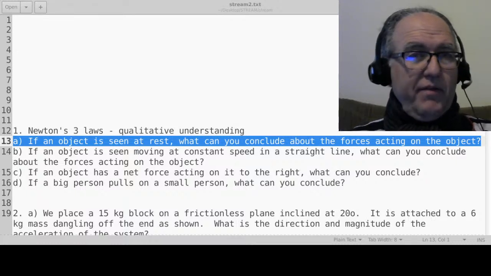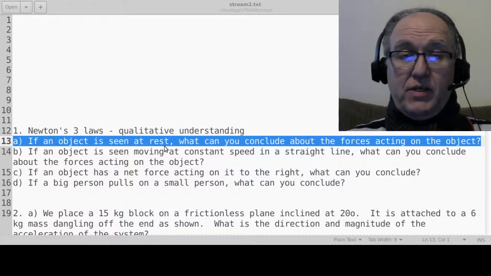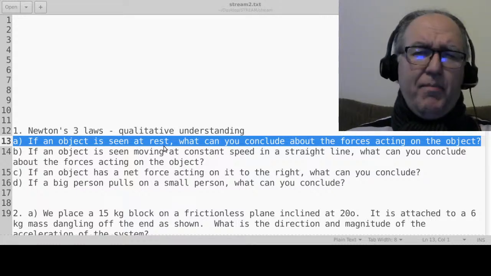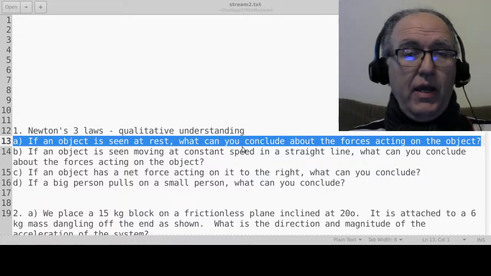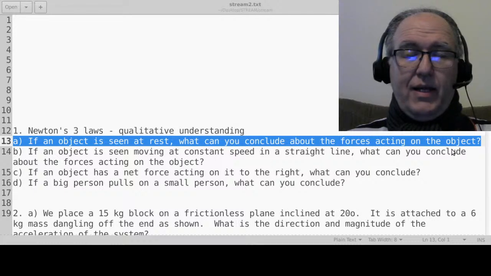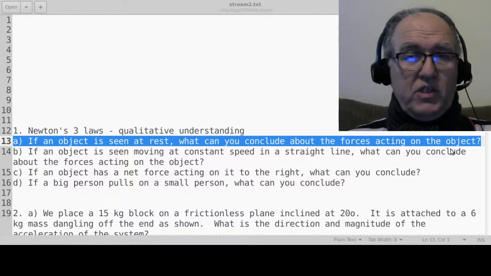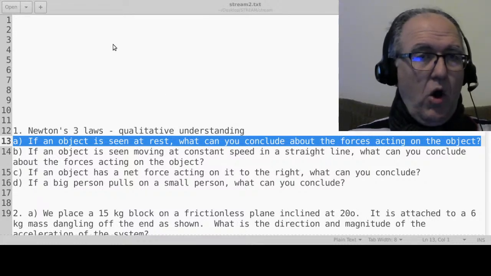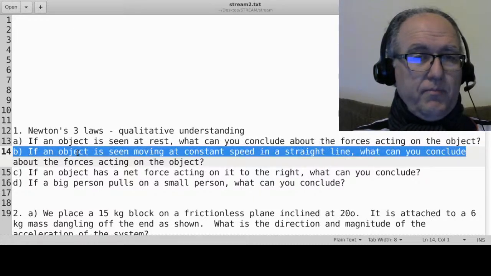So there's an example of the first law. If an object is seen at rest, and to emphasize it, I might have even put "and stays at rest," what can you conclude about the forces acting on the object? The sum of all the forces must be 0, or F net must be 0. Okay, let's go on to the second one.